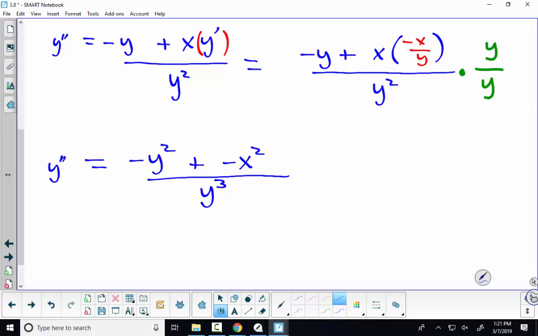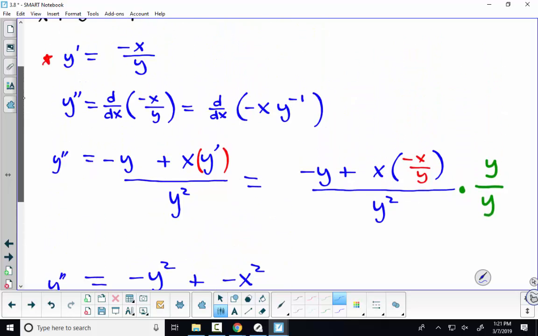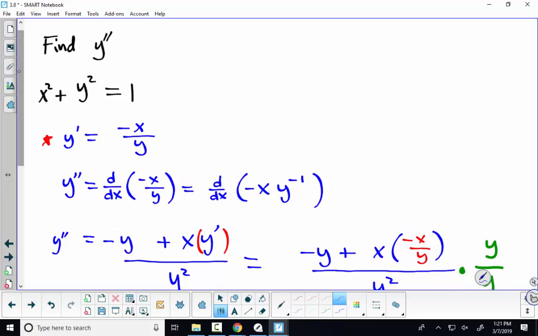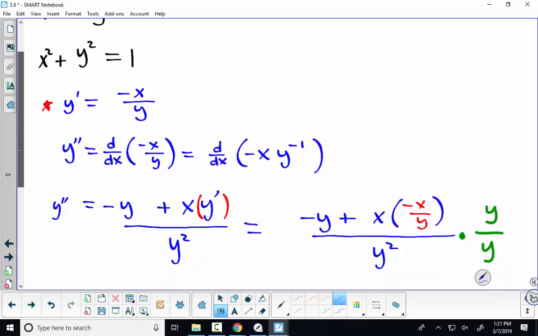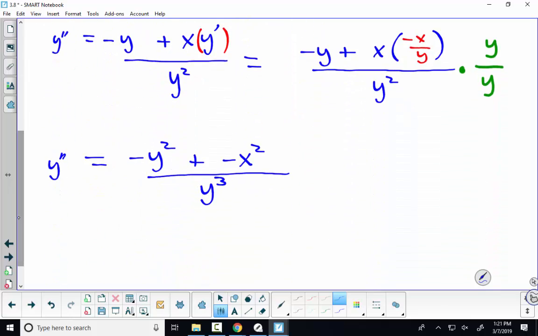Technically that's our second derivative. We could simplify it so that it is simpler than how we have it by going up to the original function. And if you remember, the original equation was x squared plus y squared equals 1. So what would negative x squared minus y squared be?